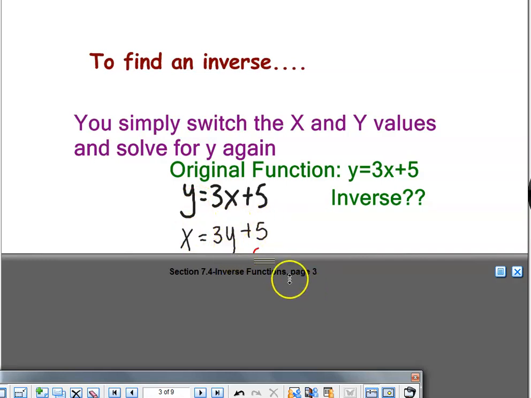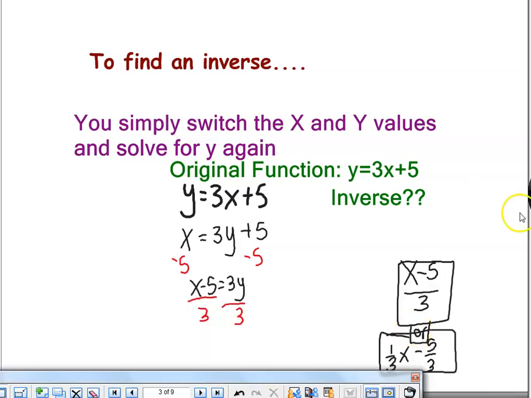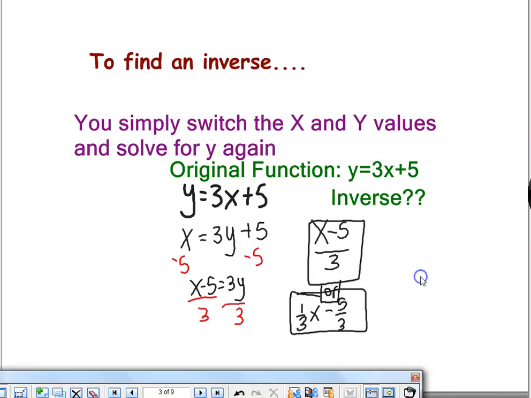Get y by itself. How do I do that? Subtract 5! Very good, imaginary voice in my head. I subtract 5, and then what? Divide by 3! Nice job. Here's my inverse. Now notice here, I wrote it two different ways. What is the difference? Distribution of 3. Very good, other imaginary voice in my head.